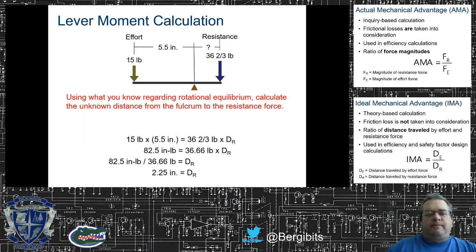All right, so lever moment calculation. We have a missing variable on this side of the lever. We've got everything over here, and we already did this in the previous slide. 82.5 inch-pounds equals 36.66 pounds times dR. We don't have the dR, distance resistance, we're missing that. So we're going to divide both sides by 36.66. It's going to be 82.5 inch-pounds divided by 36.66 pounds. Pounds are going to cancel each other out, and you're going to be left with inches. And so 2.25 inches is your dR.